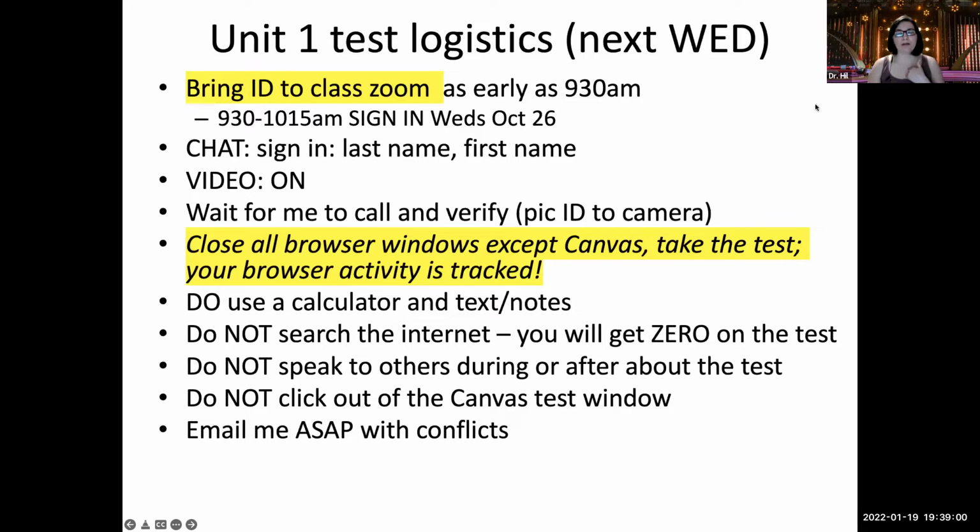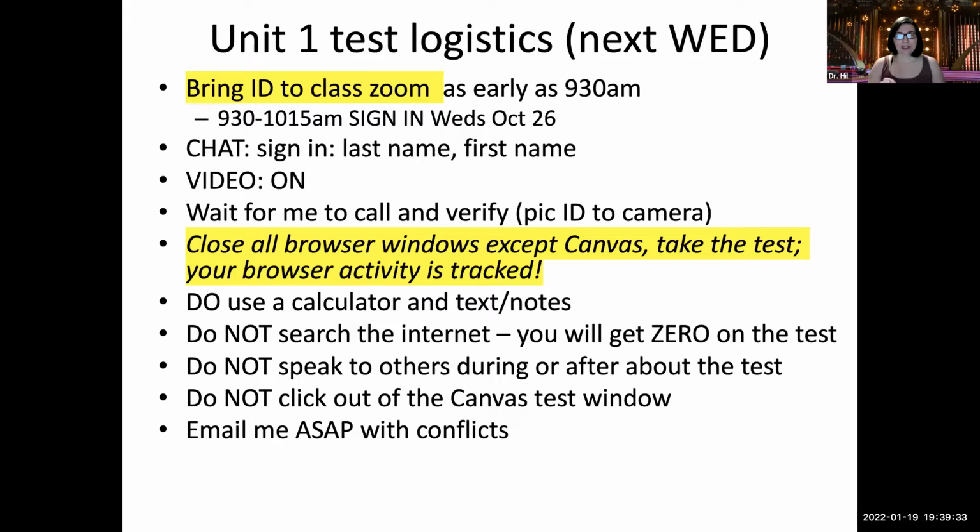I'm going to call on people in the order I see them appear in the chat. So when you first show up, if there's other people there, it might take me a few minutes to get to you. So just be patient. When I call your name, you're going to unmute, hold your picture ID up to the camera. I'm going to verify it's really you. I'm going to have a quick chat with you and send you on your way. What you're going to do next is exit Zoom, open Canvas, and close everything else. All browser windows, email, everything else is closed, just Canvas is open. Take the test.